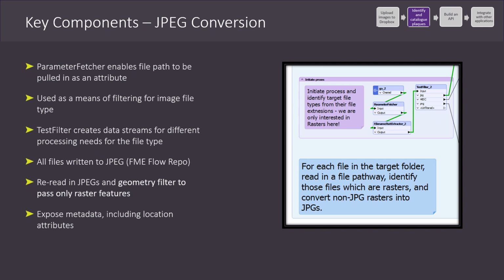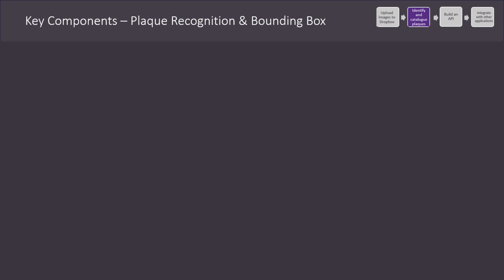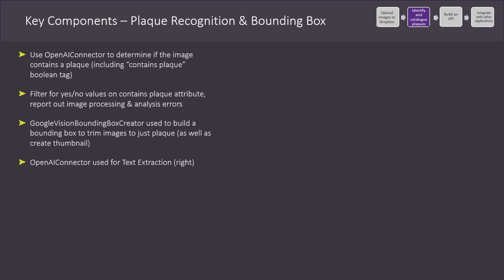The next key component is the plaque recognition and bounding box, and I also show off some of the good features for the FME OpenAI, or just the AI connectors that are in place. So what we've done first is to use the OpenAI connector to essentially determine if the plaque is a plaque or not from the image going through, where we say create a contains plaque tag, whether it's yes or no, which we then use to filter out plaques that are not plaques.